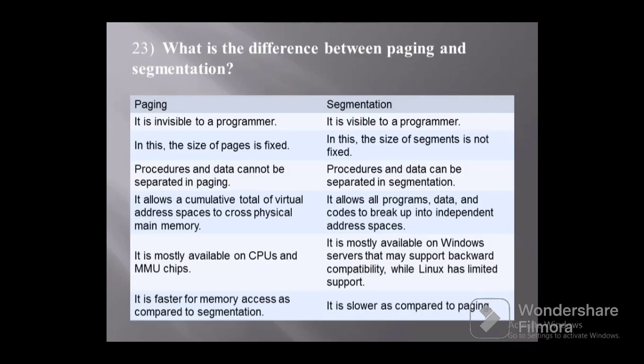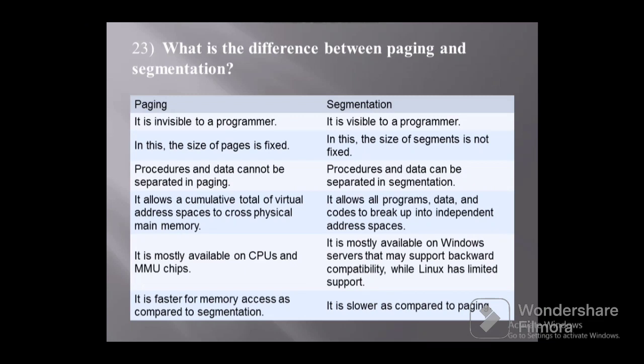The 23rd question is, what is the difference between paging and segmentation? So these are the differences. I explained earlier what is paging and segmentation. Paging is invisible to the programmer, like the programmer can't see what it is doing, and segmentation is visible to the programmer. In paging, sizes of pages are fixed. In segmentation, sizes of segments are not fixed. Procedure and data cannot be separated in paging, whereas that can be done in segmentation.